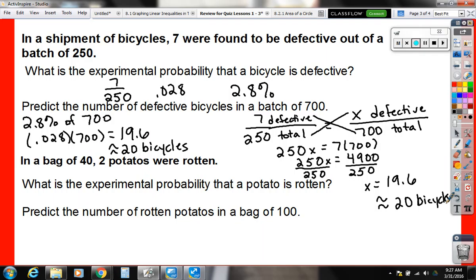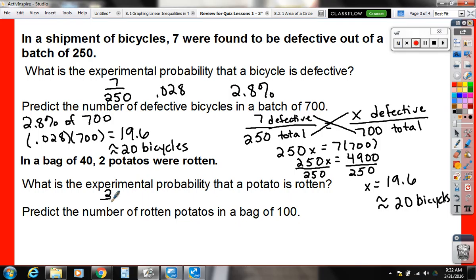We have in a bag of 40, 2 potatoes were rotten. So you have a bag of 40 potatoes, 2 of them were rotten. First, find the experimental probability, just like we did up here, and then predict the number of rotten potatoes. Sam, what is the experimental probability that a potato is rotten? Good, 2 out of 40.